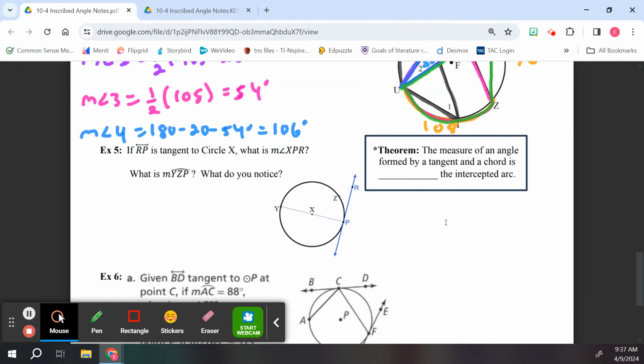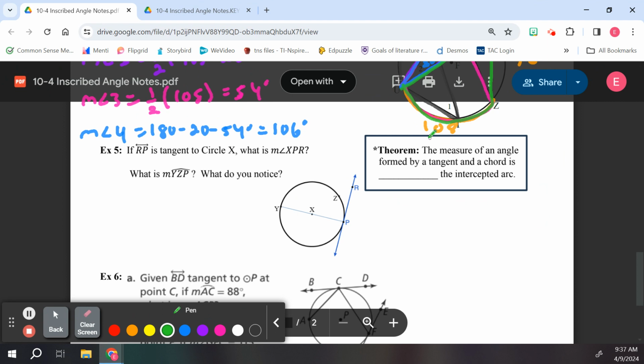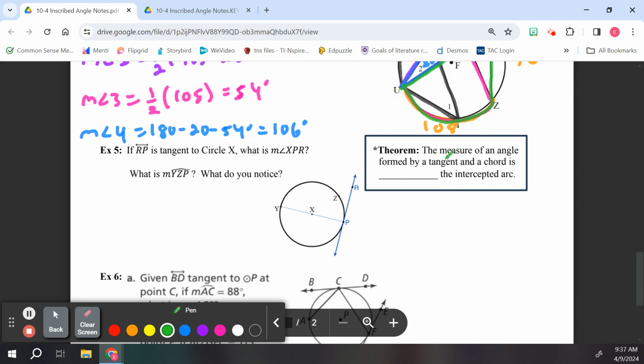All right, let's move on to example 5. So here's our next theorem. It says the measure of an angle formed by a tangent and a chord is half the intercepted arc. All we're doing here is a little bit of discovery. So if we have that line RP is tangent to circle X, what is the measure of angle X to P to R? Well, in that case, it's 90 degrees because we remember that this is a radius, and the radii are perpendicular to the tangent line.